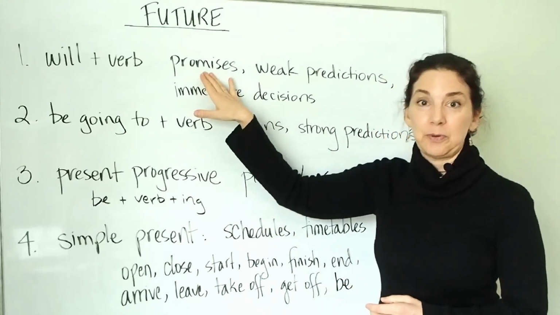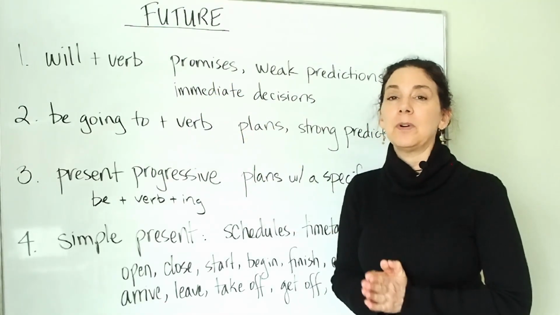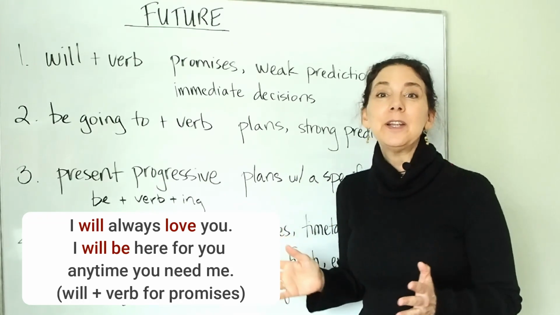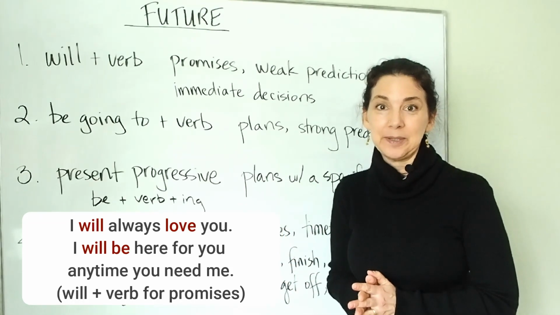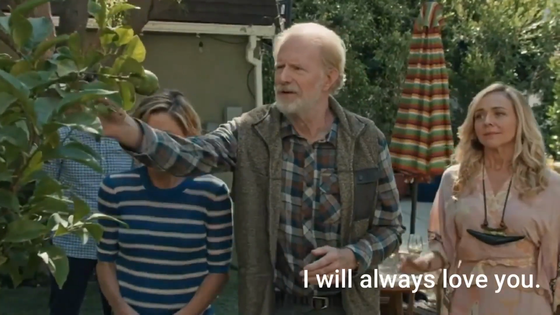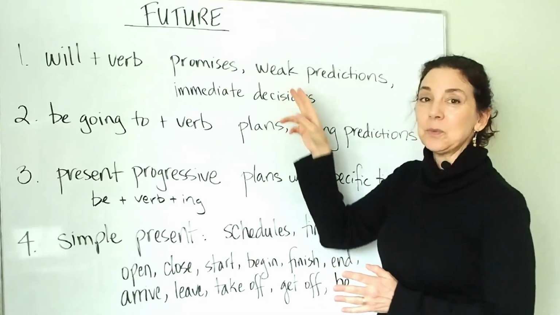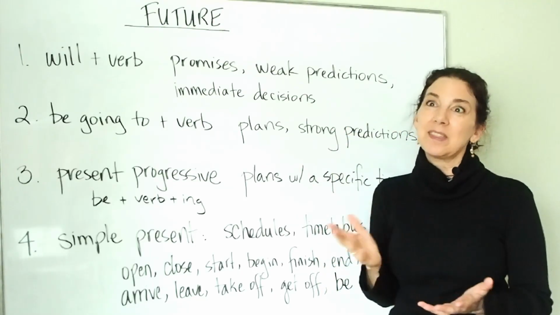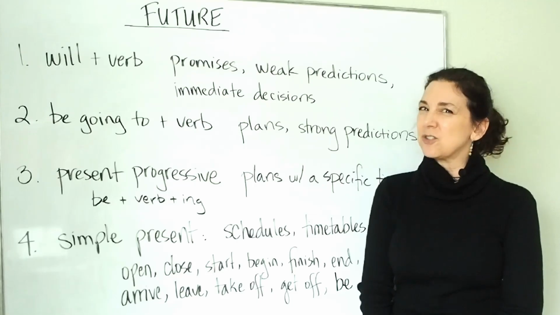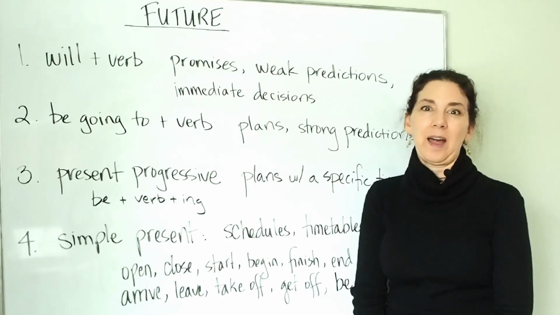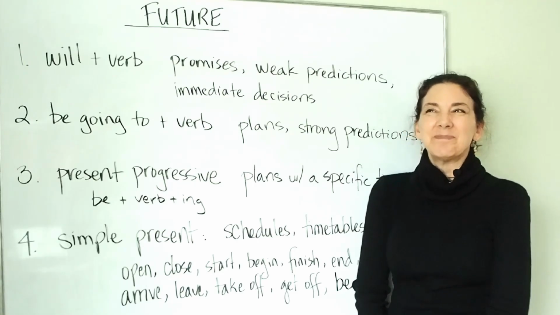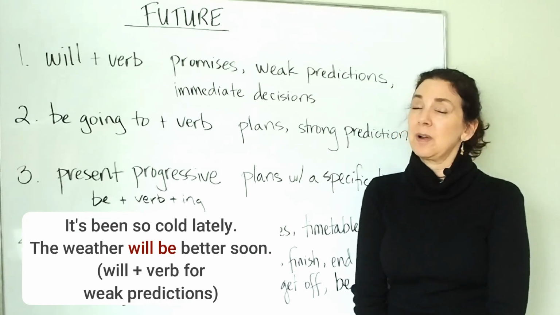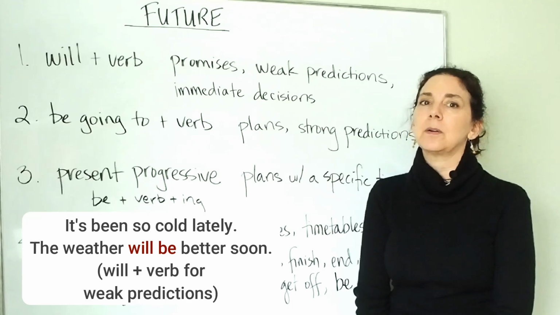First, we use it for promises. For example, I will always love you. I will be here for you anytime you need me. Okay, the second one is for weak predictions. And weak predictions are things that we think will happen. We're not too sure, but we think they will happen. For example, it's been so cold lately. The weather will be better soon. So I'm not totally sure, but I think so.